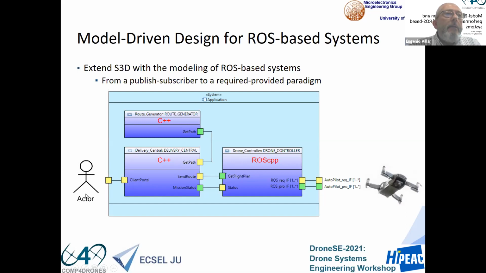There is an actor, and this actor will buy a particular good through a portal. Once the payment is ensured, and the good is available, of course, the good should be moved to the address specified by the client. This final destination is analyzed by a road generator, which will provide a flight plan to the delivery central, which will select a particular drone and send it this flight plan in order to take the good, follow the flight plan, deliver the good in the corresponding place, and then come back, of course.